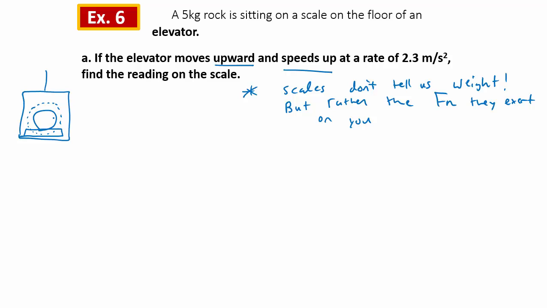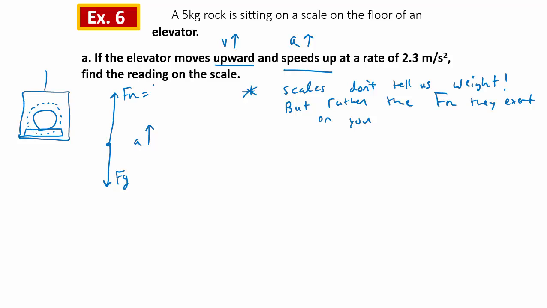I'm going to draw a little force diagram for my rock. We've got a force of gravity. It says it's moving upward and speeding up. If it's moving upward, my velocity is positive, and if we're speeding up, then we're accelerating. The direction of the acceleration, because it's speeding up, is going to be the same as the velocity, so I'm going to draw my acceleration in the upward direction.